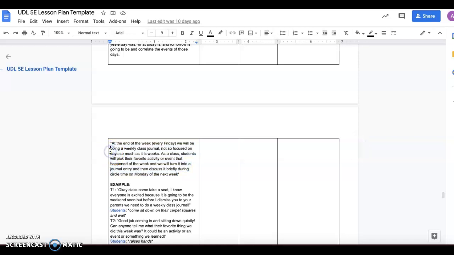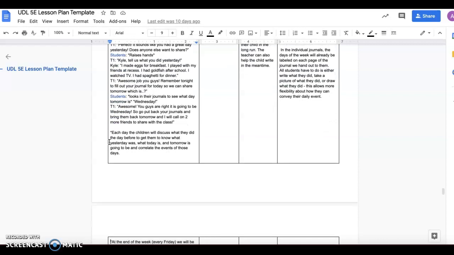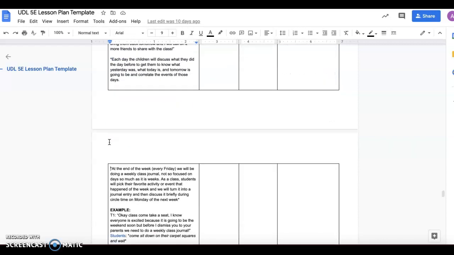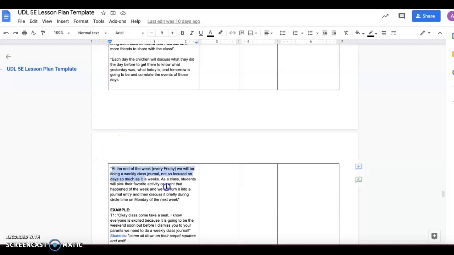So I thought that this was fun too, because now they will have the individual aspect and they will also have like a community classroom aspect. And their individual journals will focus on the days of the week, whereas this week journal that we do as a class will help them to focus on the weeks.